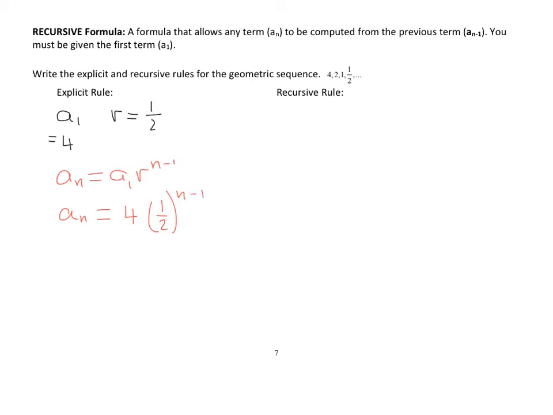Now when writing the recursive formula, I just need to state the first term. The first term is 4, and then to get the next term or any term, I just need to take the previous term and multiply it by 1/2. And remember, this can also be written as 1/2 times the previous term. So those are my two formulas right there, the recursive and the explicit.